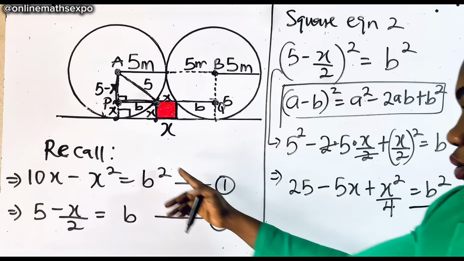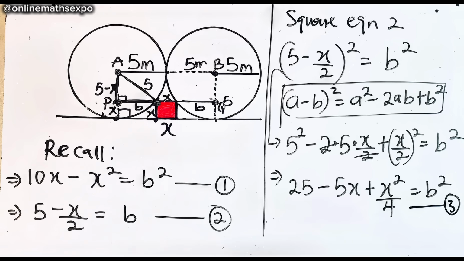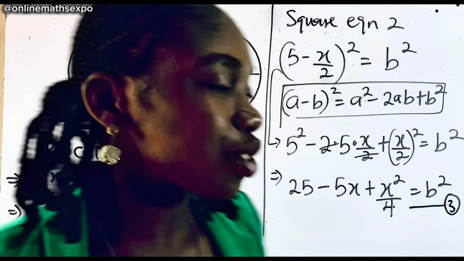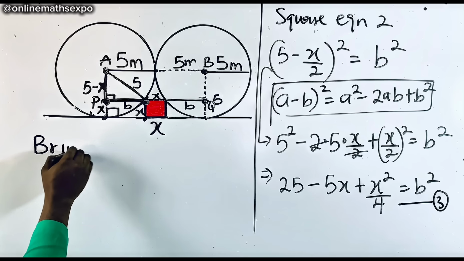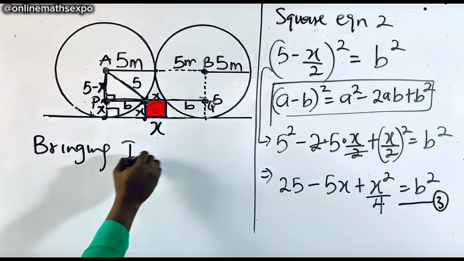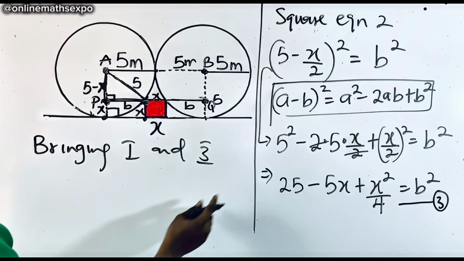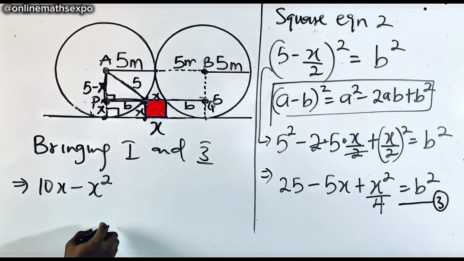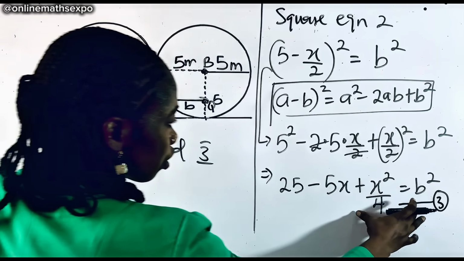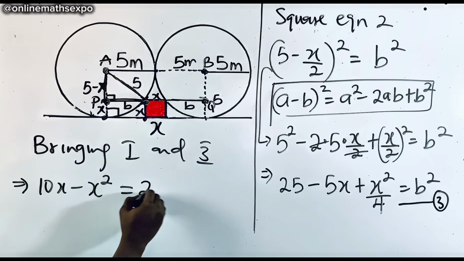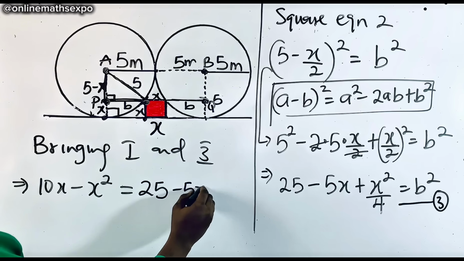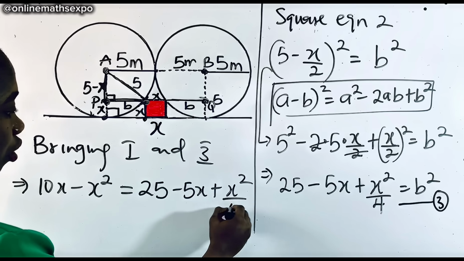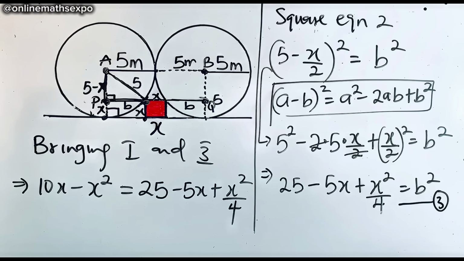You see that this one has b squared, and this one has b squared. So by equality, bringing equation 1 and 3 together, we now have 10x minus x squared is equal to 25 minus 5x plus x squared over 4. Let's use 4 to multiply each part because it's the denominator.